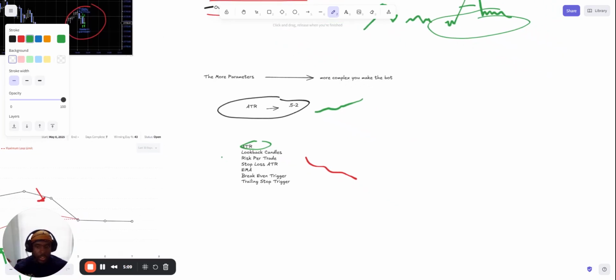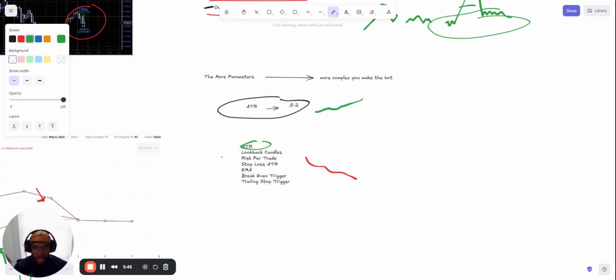So from making this bot, what I realized is that more parameters doesn't mean more success. The more parameters you add to your strategy, the more complex you make the bot, and the more complex the bot is, the less likely you're going to have a positive equity curve. So this first iteration that I had, there was only one parameter, and it was literally the average true range. It was just the ATR. It had a positive equity curve. There were times where the equity would dip, it would do really, really bad, but eventually it would swing back into the direction that it needed to go into, and it would actually make money.